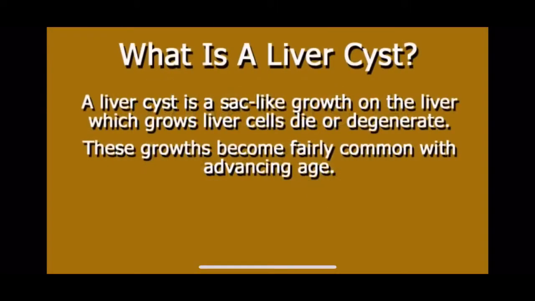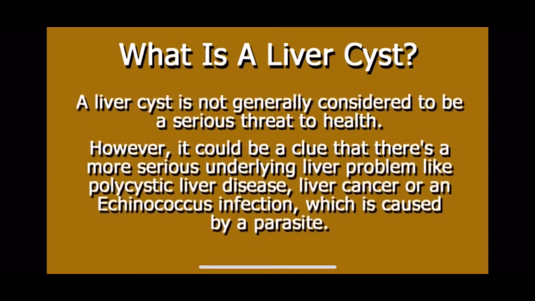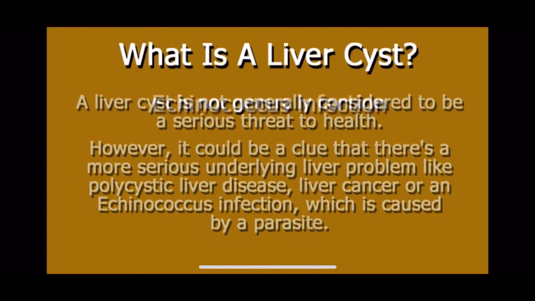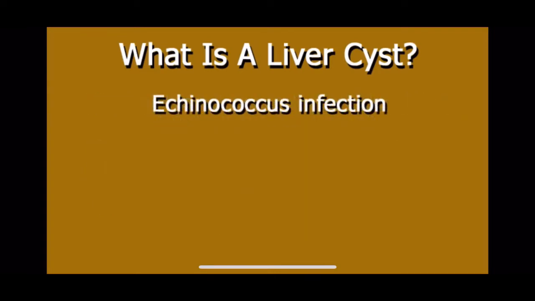A liver cyst is a sac-like growth on the liver in which liver cells die or degenerate. These growths become fairly common with advancing age. A liver cyst is not generally considered to be a serious threat to health. However, it could be a clue that there's a more serious underlying liver problem like polycystic liver disease, liver cancer, or an Echinococcal infection, which is caused by a parasite.